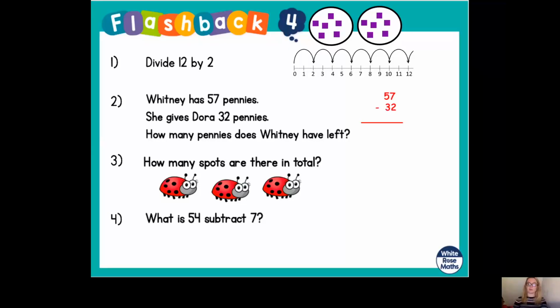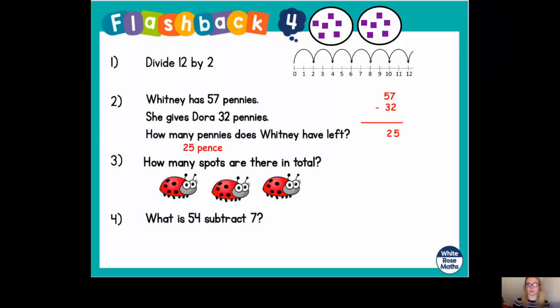So there you go. Here's our column subtraction. Let's start with the ones. So 7 subtract 2 is 5. And 5 subtract 3 is 2. So there you go. After Whitney gives Dora some pennies, she will have 25 pence left.